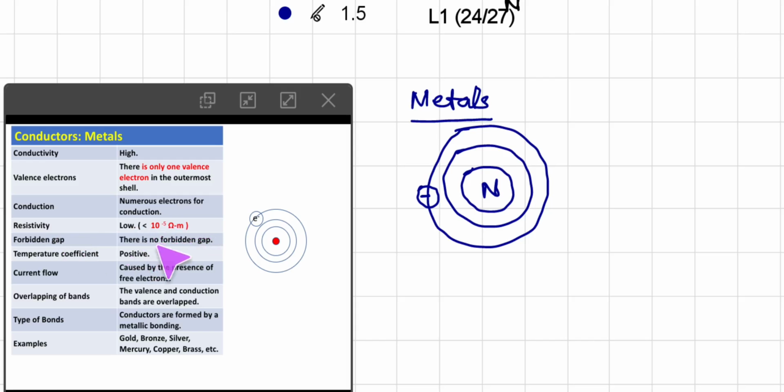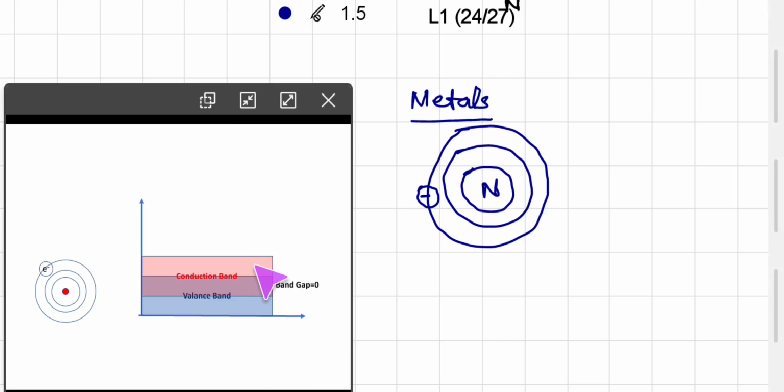Then there is the forbidden energy gap, that is, the energy gap between the valence band and the conduction band. If you see in the figure, this is the valence band and this is the conduction band. They are overlapped, so there is no band gap or energy gap between the valence band and the conduction band. It simply means that these electrons in metals are free and they take part in conduction of electrical current in the material.